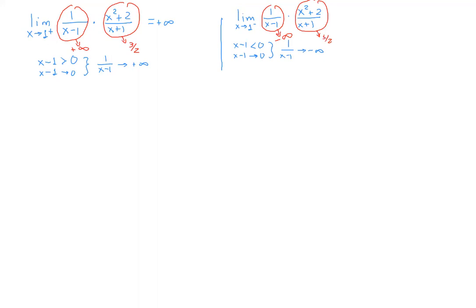So if you think about it, you're multiplying huge negative numbers with just positive numbers close to 3/2. So what are you going to get? Huge negative numbers. So this limit is negative infinity. So in particular, the limit as x approaches 1 of x squared plus 2 over x squared minus 1 does not exist.